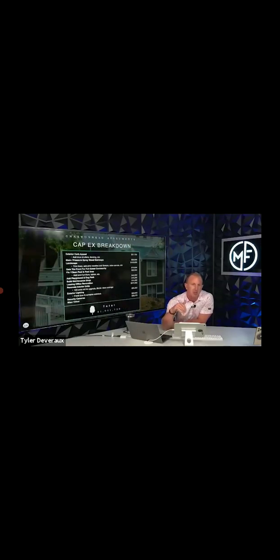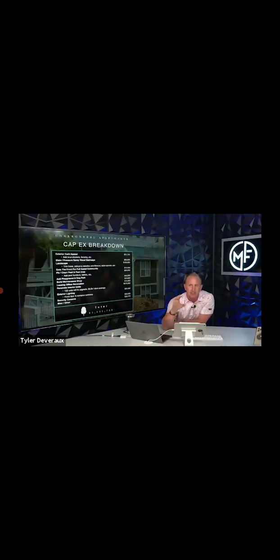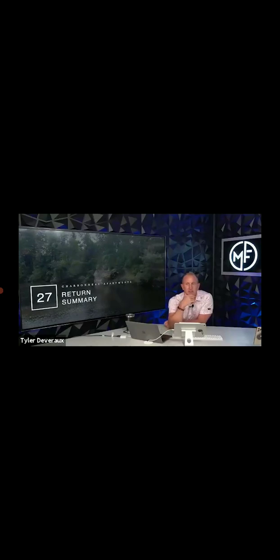Then this is the CapEx breakdown, bullet pointed. This is exactly how we're going to be spending the money. I want to make that as clear as possible on where the money's going. And then we get into the return summary. This is where I want to spend a little bit of time before we wrap up here.